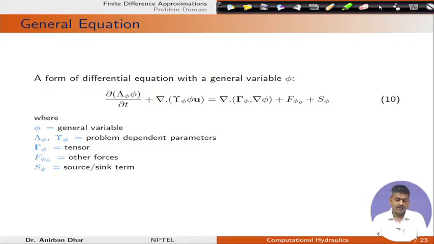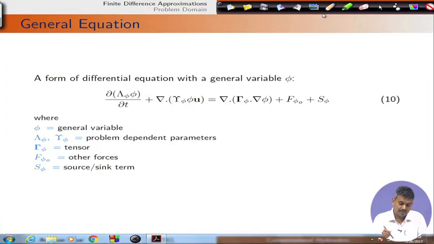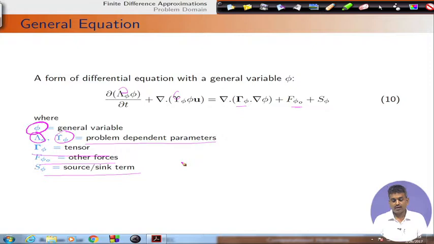This is the general form of the differential equation with a general variable phi. We have already discussed this in our earlier lecture. In this case phi is some general variable, lambda and epsilon are problem dependent parameters, and gamma phi is a tensor. If phi naught is the other forces, S phi is the sourcing term for this one.